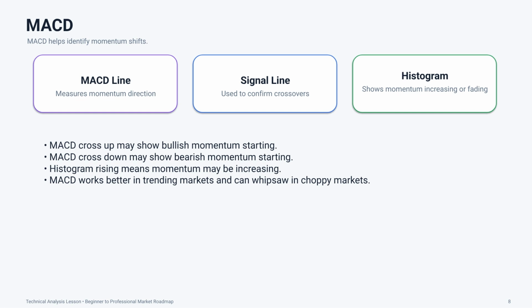Is price above or below an important moving average? Is price near support or resistance? Does volume support the move? The teaching point is this. MACD is useful for spotting momentum shifts, but it should be used with trend, price action, and market structure. MACD should confirm the trade idea, not be the only reason for taking the trade.